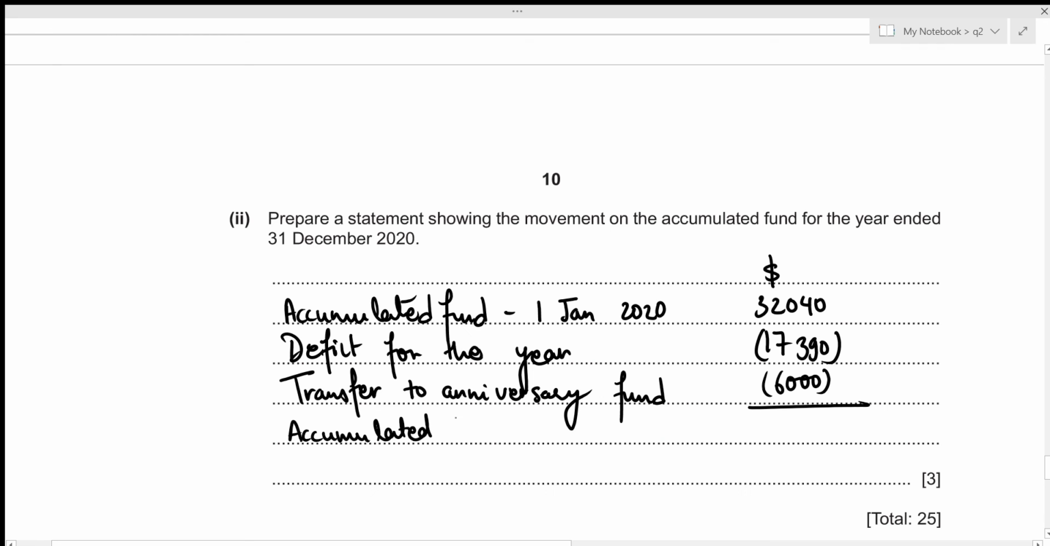So now we can easily figure out the accumulated fund at our closing date, which is 31st December 2020. And this is just going to be the sum of these 3 amounts, 32,040 minus 17,390 minus 6,000, which results in the value of 8,650. And this concludes our 5th question as well as the entire question.